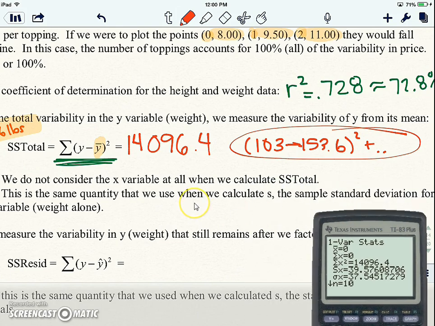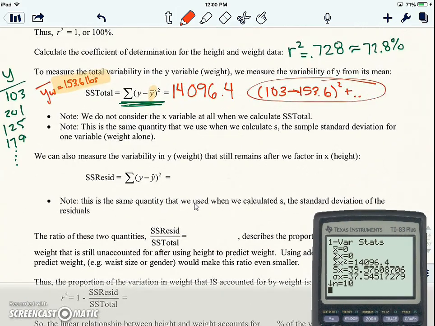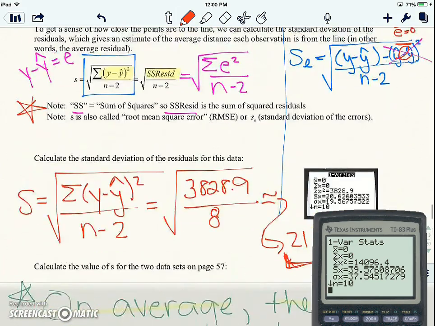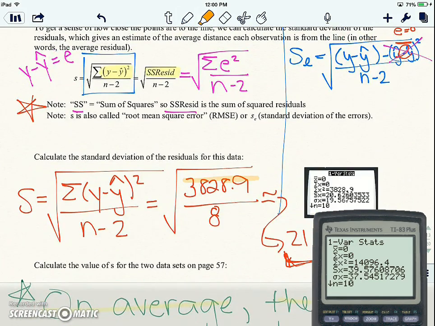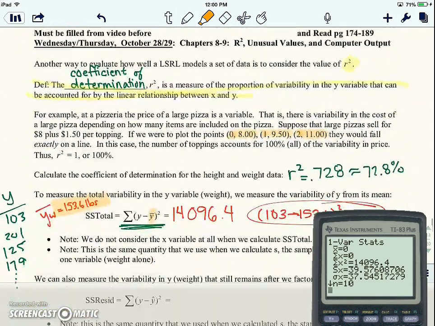All right. We do not consider the x value at all when finding the SS total. Note that this is the same quantity that we used when we calculated the standard deviation for weight alone. We can also measure the variability in weight that still remains after we factor in x, the height. So this was that whole residual thing, and we did this already. That is right here: y minus the residual, squared. So one was with average and the other was with residual. So 38, 28.9.